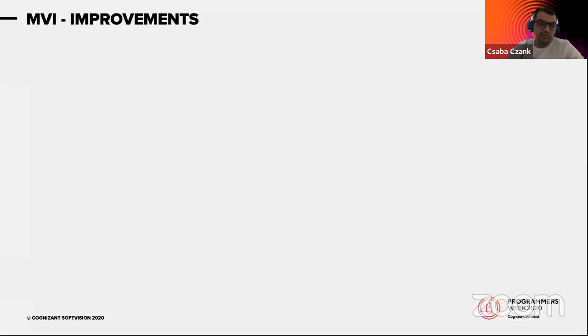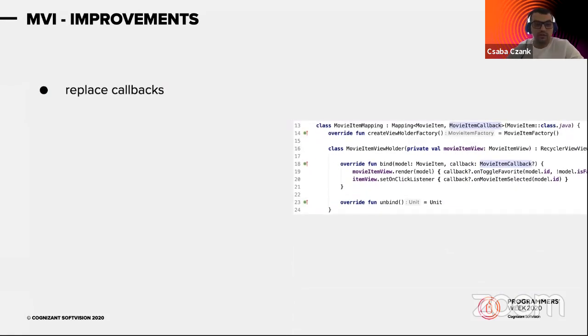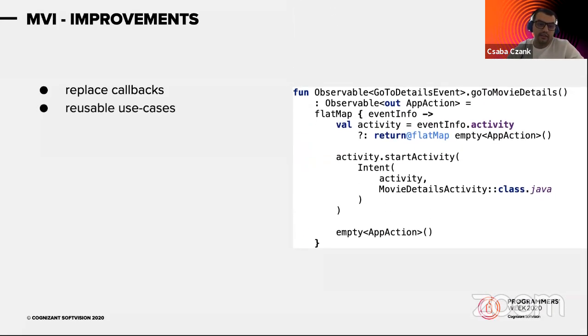Like any existing implementation of the MVI architecture, ours is not perfect either. Therefore, some improvements can be made. The first improvement that we thought about is to get rid of callbacks and replace them with an observer pattern in order to have a completely unidirectional flow. The second improvement we could make is to reuse use cases. This way we will increase code reusability.